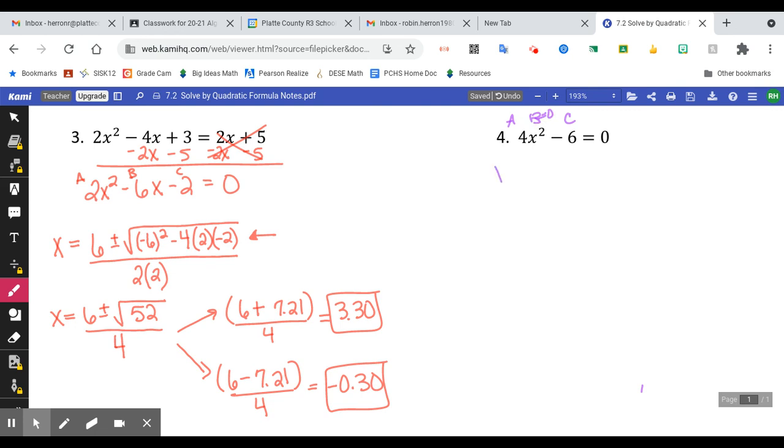Here we go. x equals opposite B, well, opposite B, 0 isn't an opposite, plus or minus the square root of B squared minus 4AC, so times 4 times negative 6, divided by 2A. Now, x equals 0 plus or minus the square root. If I type all of this in, I get 96 divided by 8.